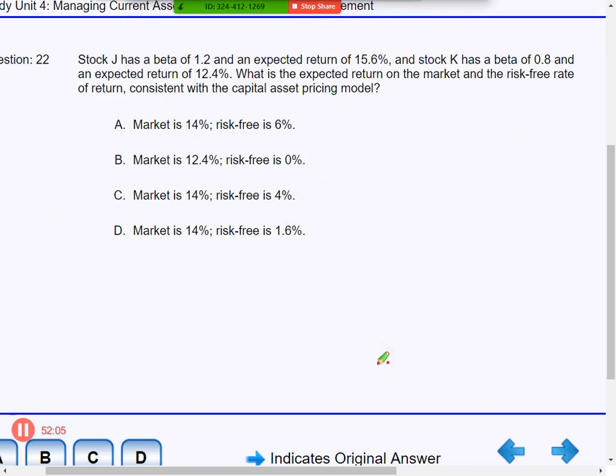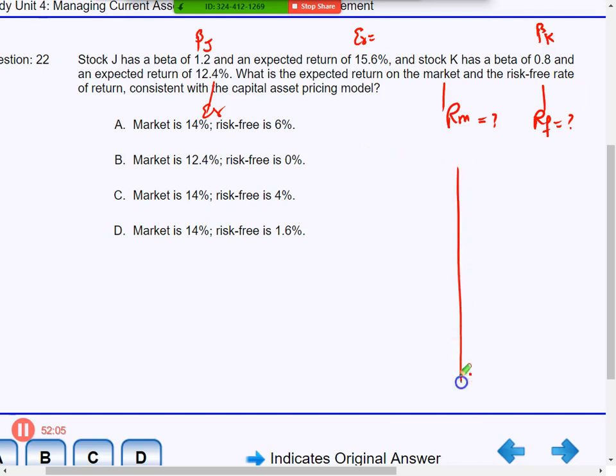Alright. Question 22. Stock J has a beta of 1.2. Let's write it as beta J, and an expected return of 15.6, ER. Stock K has a beta of 0.8, that is beta K, and an expected return of 12.4. What is the expected return of the market? We need to find RM, which isn't given clearly, and we have to find the risk-free rate. It's a very good question. In fact, not the examinable one, but it's a good question to test your basic mathematics skills, basic algebra.